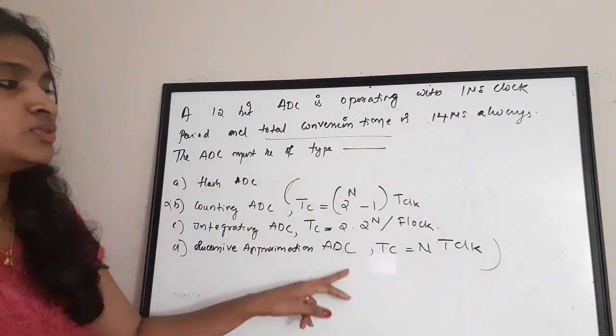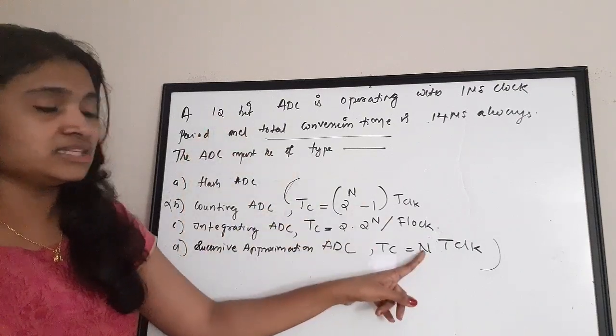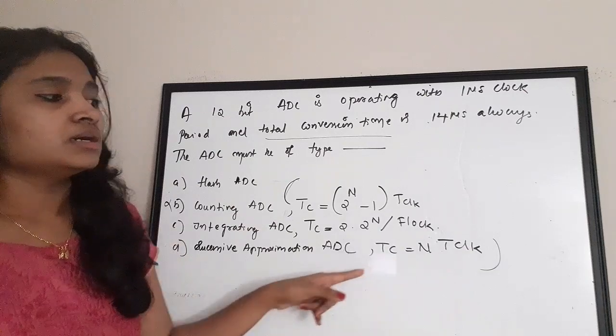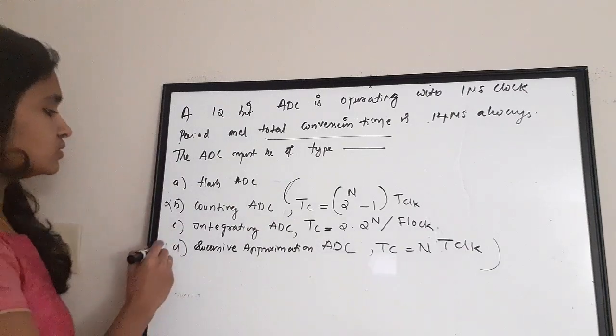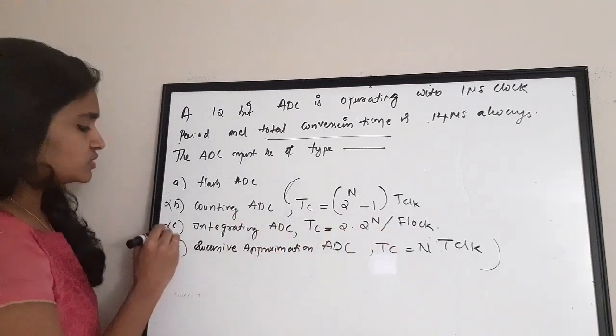So this also you will get as only 12 microseconds, because it is a 12-bit ADC, n is 12 and T clock is 1 microsecond. So how much is it? 12 microseconds. So this is also not our answer. Also, if you calculate this, this is not the answer.